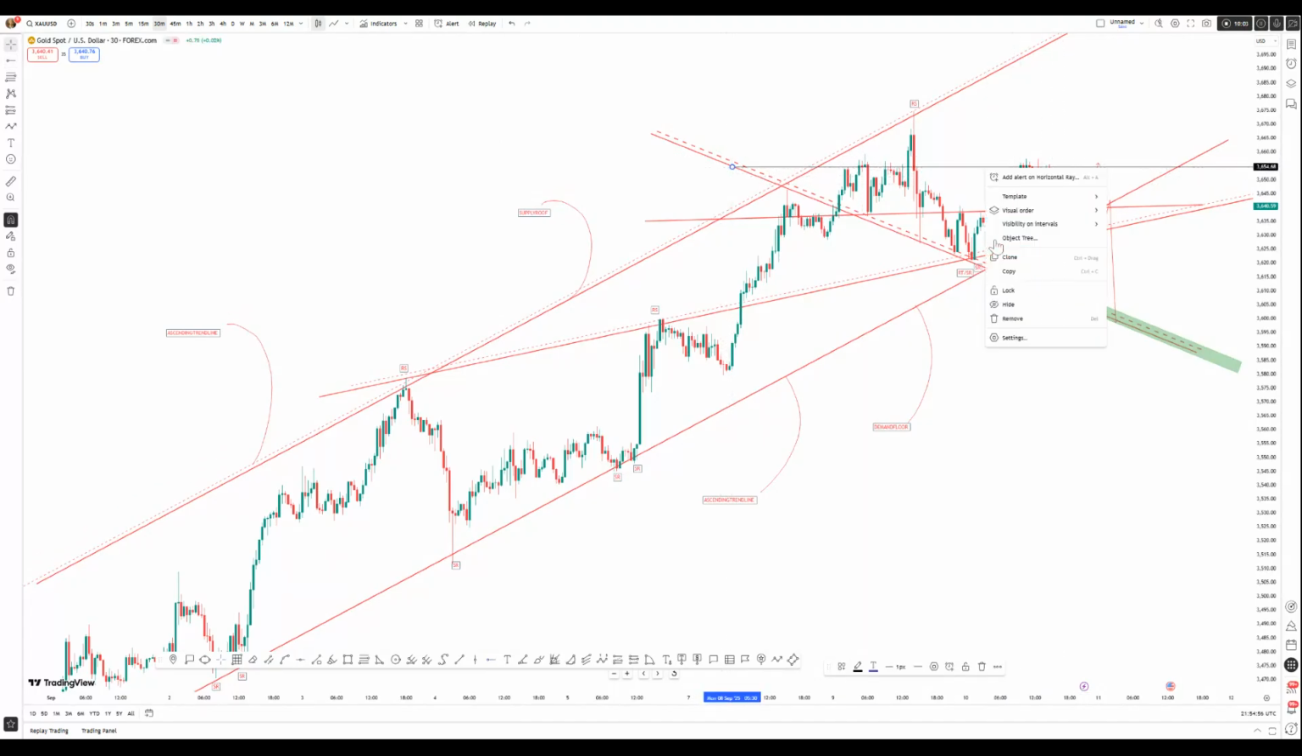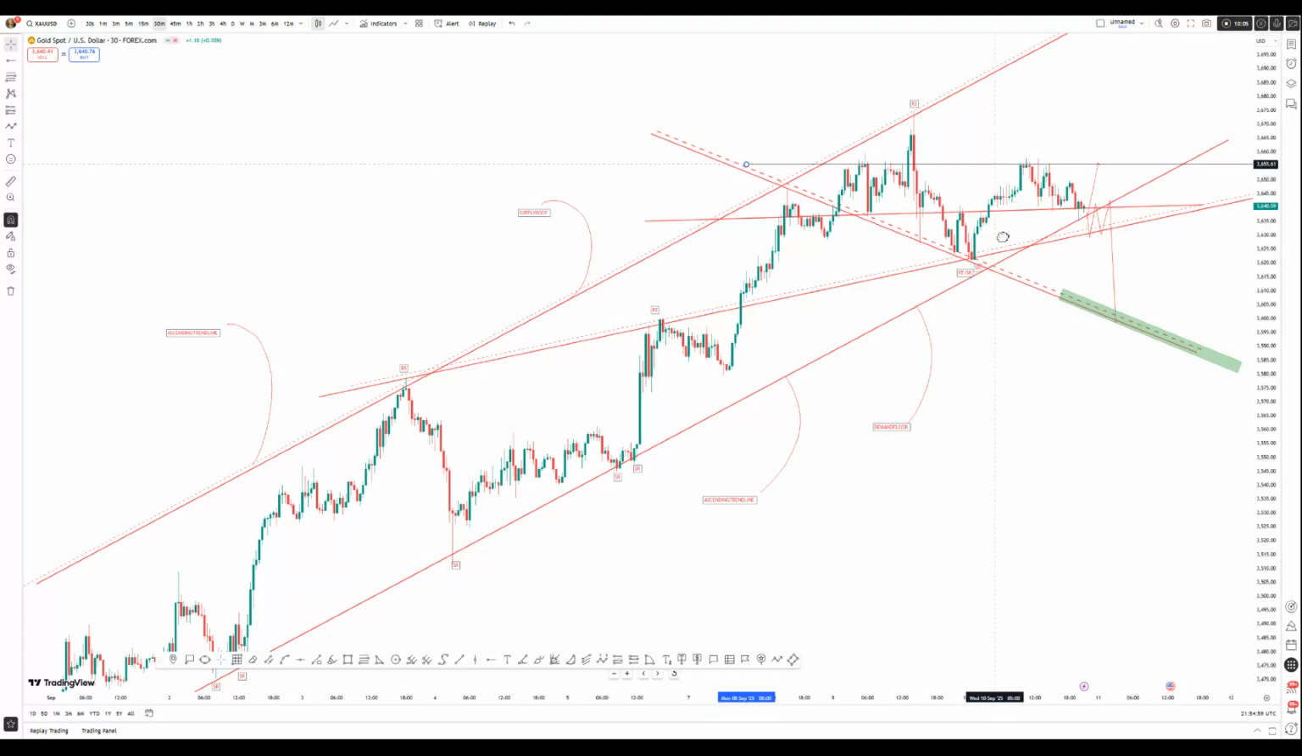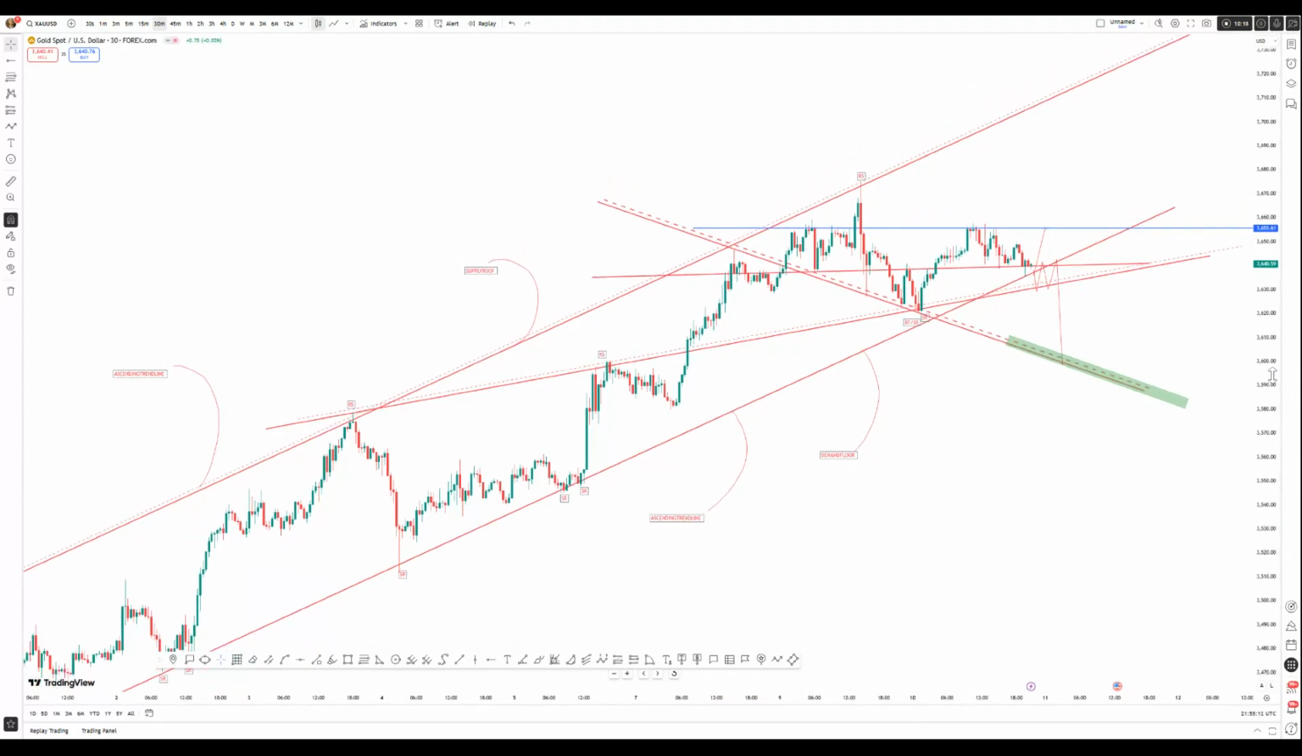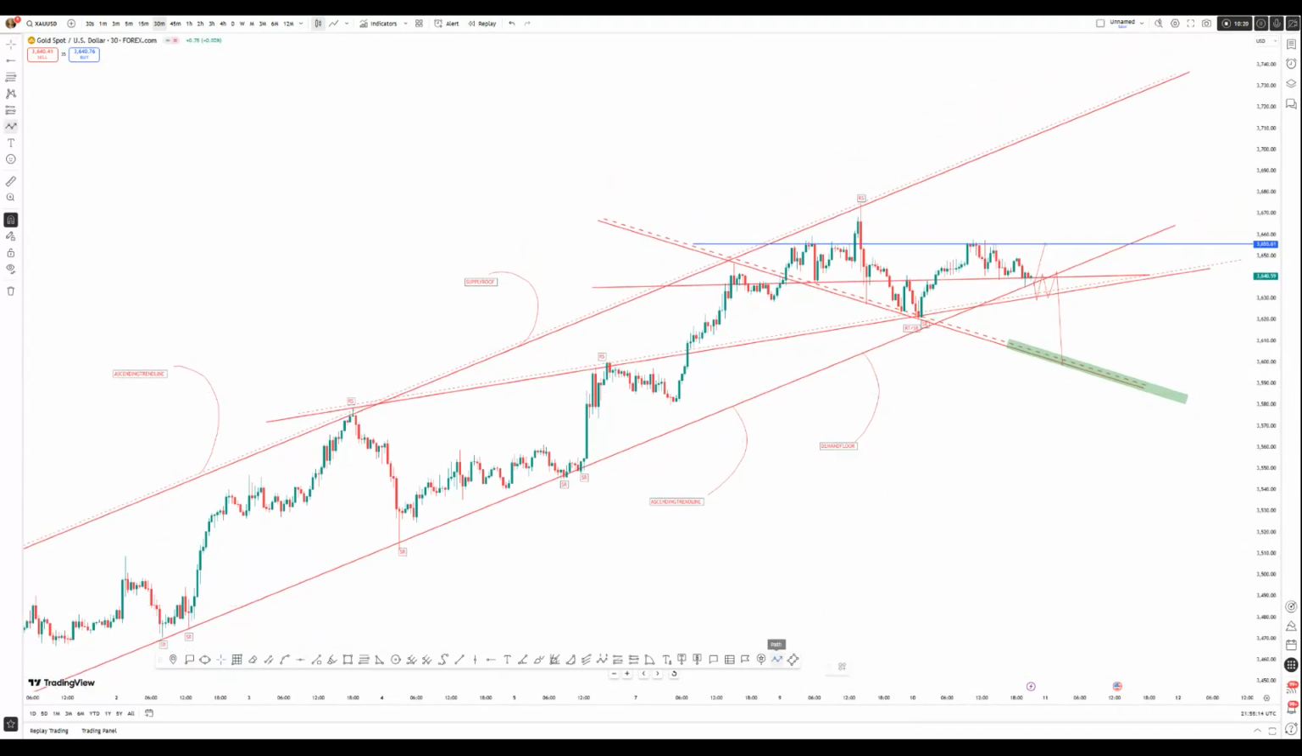3655. So if that roof is broken, it will provide us with a buy momentum, and that buy momentum will go on to challenge the current all-time high and print a new one. And at this level, you'll be looking for a sell opportunity.